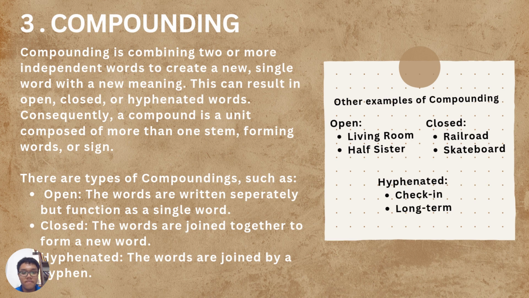So there are three examples of compounding right here. We have open, which is the words are written separately but function as a single word. We have living room and then half sister. Closed, both the base words are merged together to form a single word. We have railroad and skateboard, and hyphenated. There are hyphens, or as you can see, stripes in between the two base words. So we can say check-in or long-term.